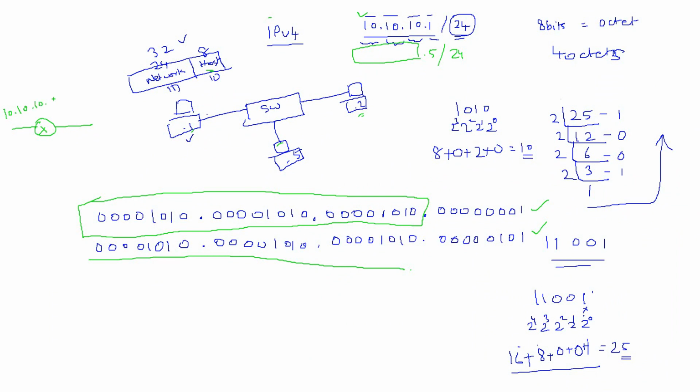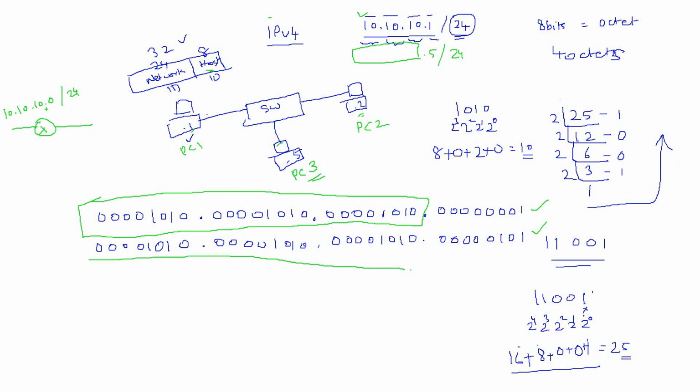Now, how do you represent a network address? This is what an IP address of a host looks like. So 10.10.10.1 is the host IP address of PC1. 10.10.10.2 is the host IP address of PC2. And 10.10.10.5 is the host IP address of PC3. But how do you summarize it? How do you define the network address, which defines all of these? It's by setting all the host bits to 0. That's how you mention a network address.